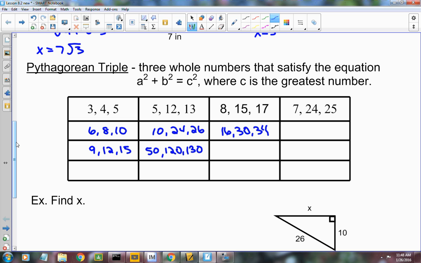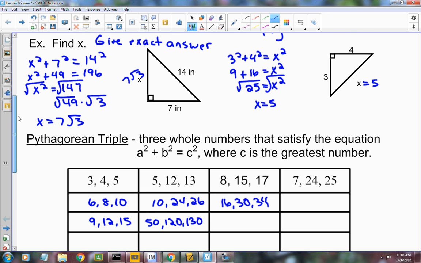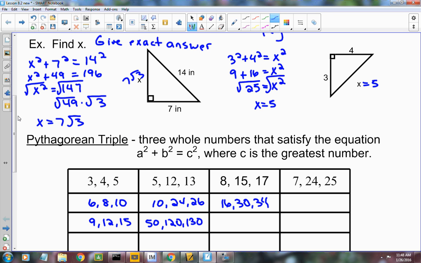I can multiply through by 2. 7, 24, 25 is another one. Those are whole numbers that satisfy the Pythagorean theorem. Now, this was a triple here, like we said. But is this a triple? No, because this has a radical. Or if it had a decimal or a fraction, it might satisfy the Pythagorean theorem, but it's not considered a triple because they're not whole numbers.